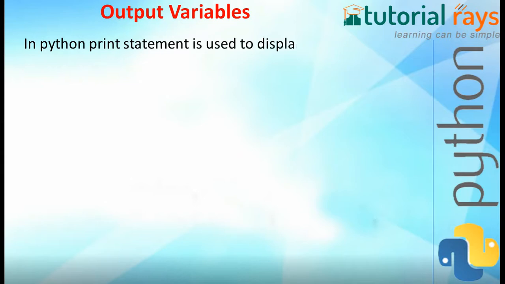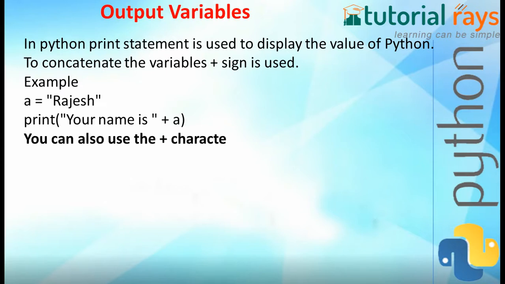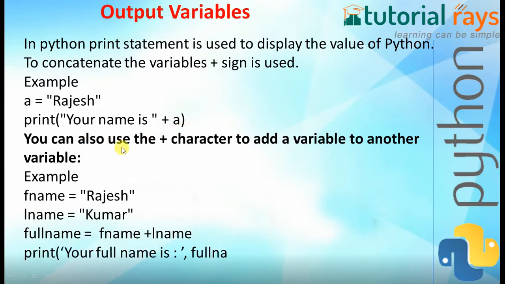Output variables. So once you declare the variable, how can you output the variables? I'm going to discuss this in this slide. In Python, the print statement is used to display the value of a variable. To concatenate the variables, the plus sign is used. Example: a = Rajesh, and then print("Your name is", a). You can also use the plus character to add variables to another variable. For example, fname = Rajesh and lname = Kumar, then fullname = fname + lname, and ultimately if you want to display the value, then print("Your full name is", fullname).